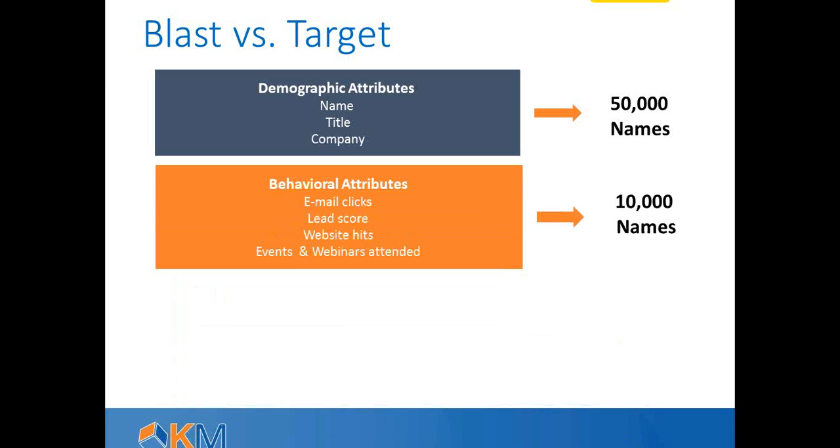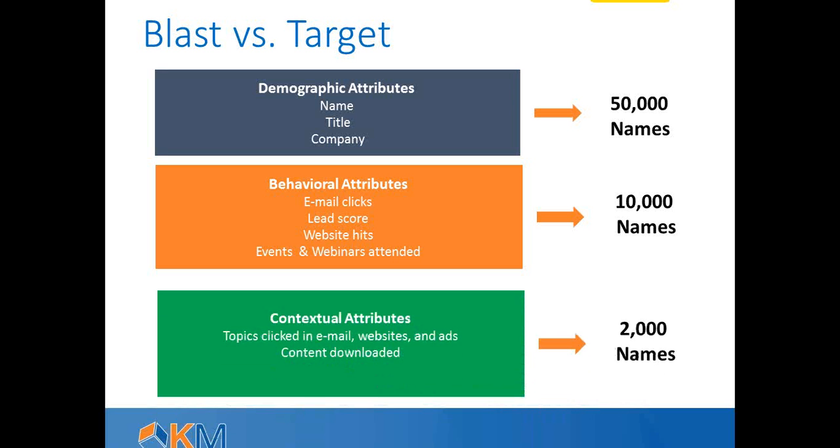However, now we have so much more information, and we have the ability to target. So we can add in things like behavioral. Well, now I only want people with all these various other specific behavioral attributes. Who's active? Who has a high lead score? Who's been on our website? Who's attended our events, right? So now we're narrowing down our list, and we can go even further.